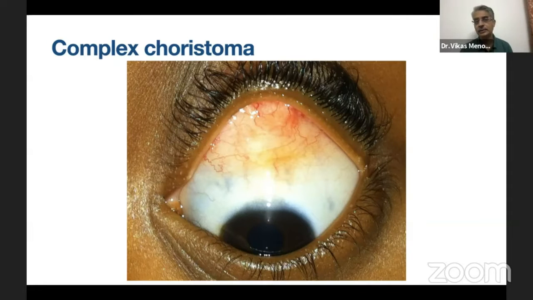The only significance of complex choristoma is that sometimes they may be associated with a rare syndrome which is called nevus sebaceous of Jadassohn, which may be associated with some CNS signs like seizures or mental retardation or things like that. Those patients also have typical facial patches of nevi on the face, but it's a rare thing to see.